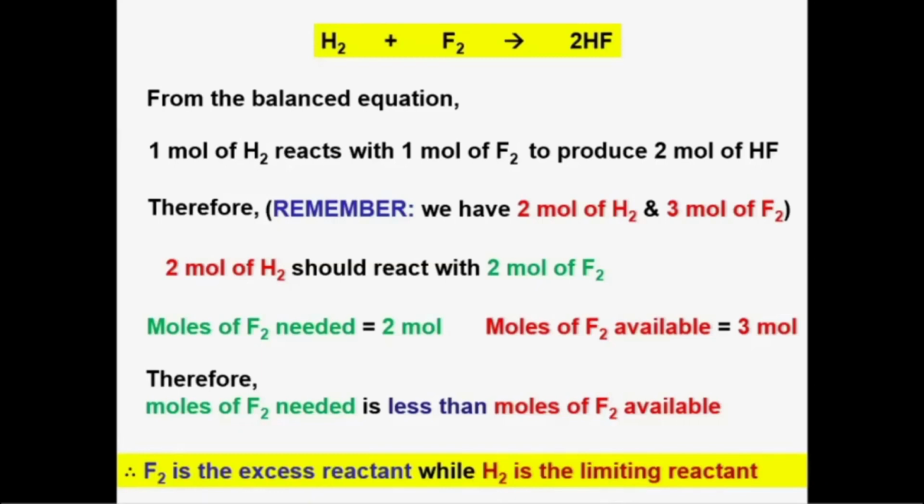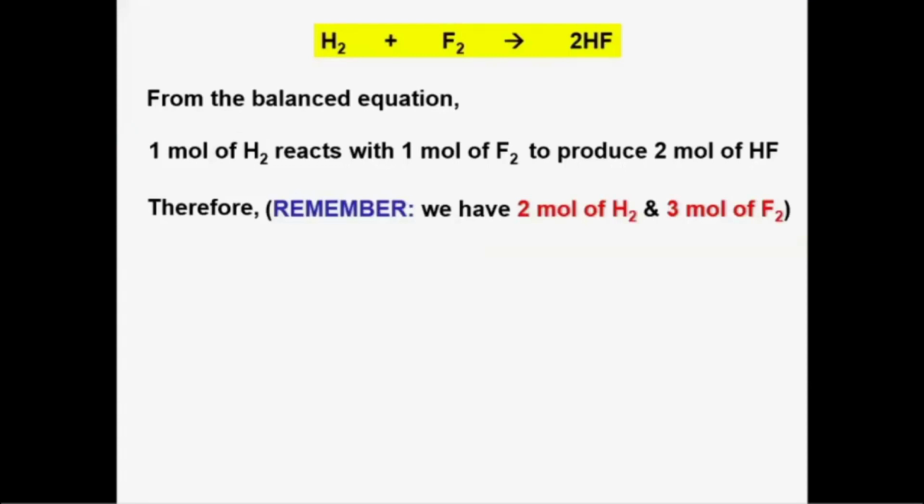Remember, since the moles of fluorine needed are less than available, at the end of the reaction fluorine becomes the excess reactant while hydrogen is completely reacted, since hydrogen is the limiting reactant. Or, if you don't want to write it this way, there is another option. Just now we started with hydrogen gas, so why not start the equation with fluorine?